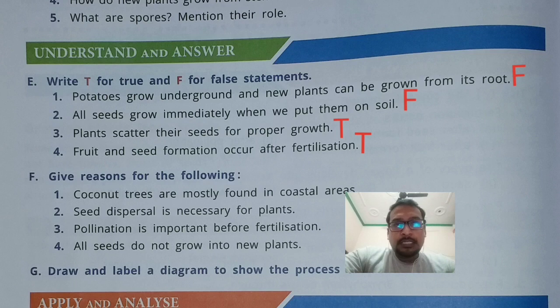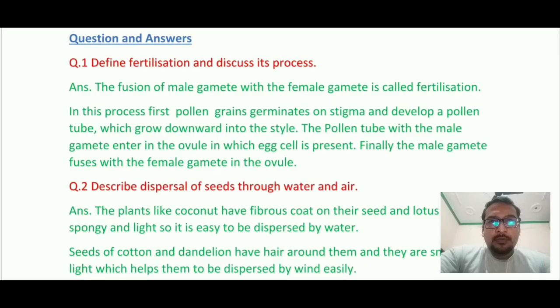Number 3, plants scatter their seed for proper growth. That is true. Number 4, fruit and seed formation occur after fertilization. Yes, this is true. So after this, let's move on to question answers and give reasons. Question number 1, define fertilization and discuss its process. The answer is the fusion of male gamete with the female gamete is called fertilization.